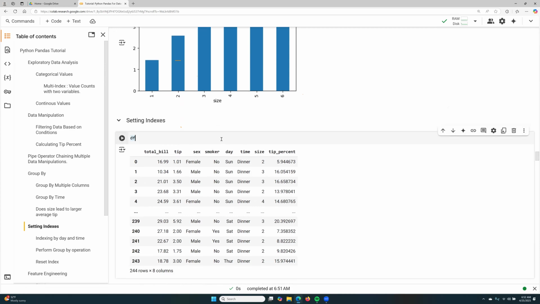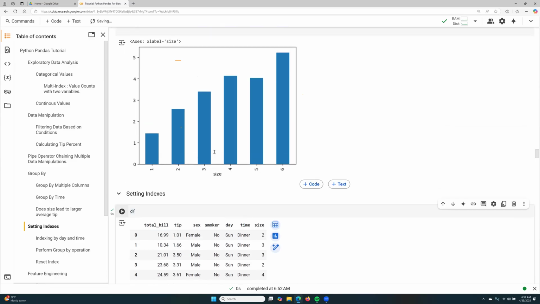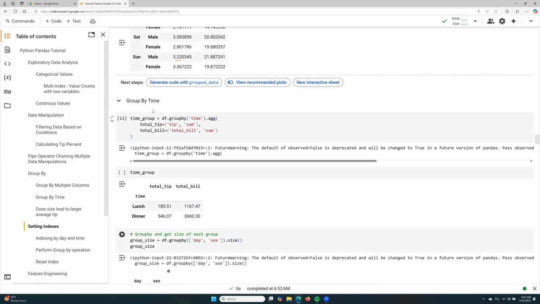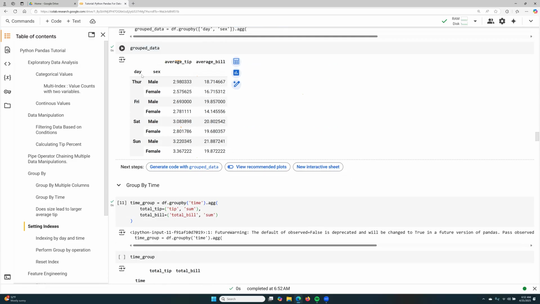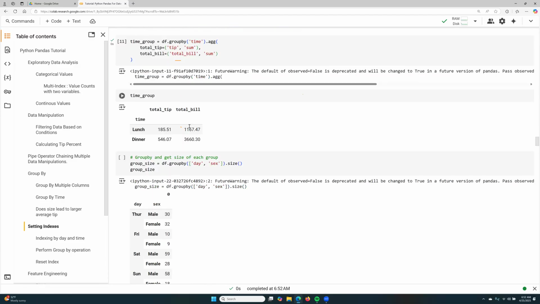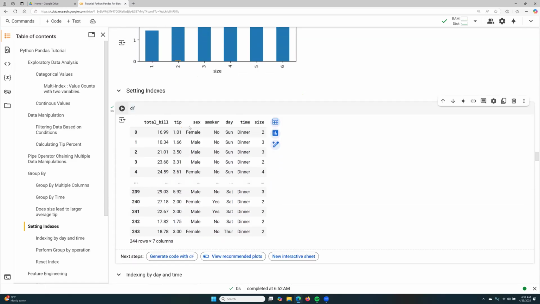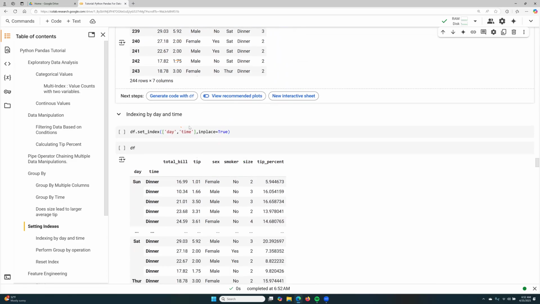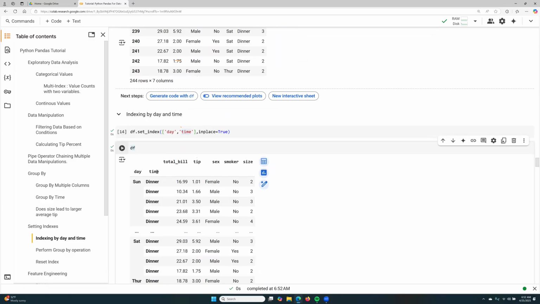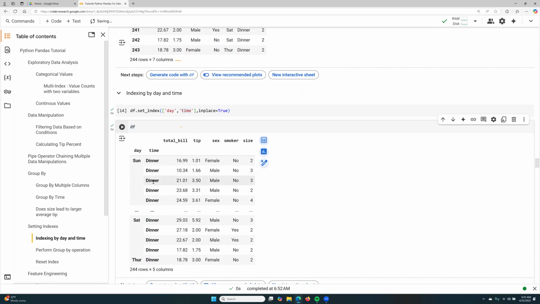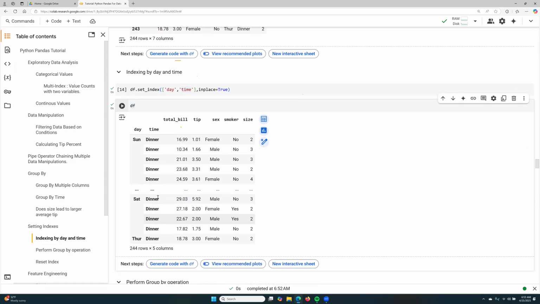We're going to move to setting indexes. You can see that this thing here is flat. As before, we saw there was some type of hierarchy here. It was indexed by day and sex. So these are two different ways of looking at data. Now, if I set it by day and time, you can see that it's indexed by day and time. I've got Sunday dinner here, Saturday dinner's here, Thursday dinner.